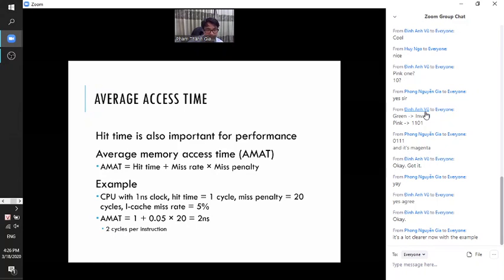In average access time, it considers just the average memory access time, which is hit time plus miss rate times miss penalty. So we assume one clock hit time is 1 second, miss penalty is 20 seconds, and the I-cache miss rate is 5%. So the average will be 1 plus 0.05 times 20, which is 2 nanoseconds. So on average it is 2 cycles per instruction.